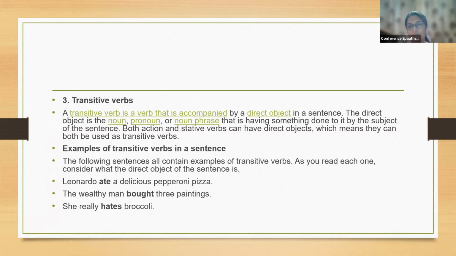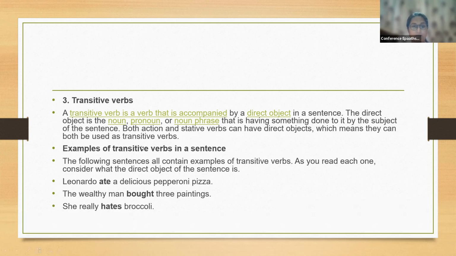Now, transitive verbs. While studying verbs, we need to learn about transitive and intransitive verbs, and we have to understand them. Now, what are transitive verbs? A transitive verb is a verb that is accompanied by a direct object in a sentence. The direct object is a noun, pronoun, or noun phrase that is having something done to it by the subject of the sentence.